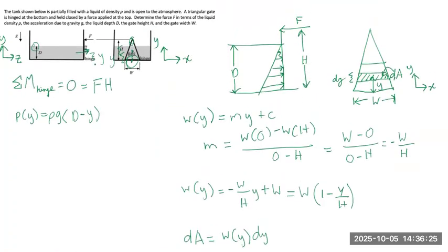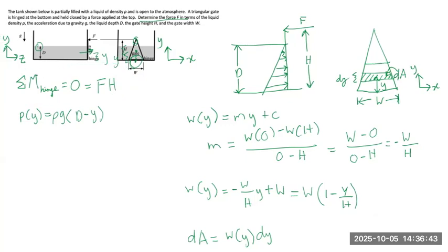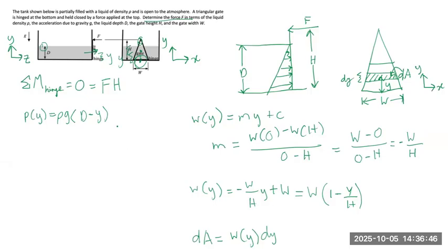So don't lose sight of the whole picture though. What we were trying to solve for is the force in terms of the liquid density rho, the acceleration due to gravity g, the liquid depth d, the gate height h and the gate width w. And this is the whole reason why we came up with this moment balance equation at the beginning. And this equation will be useful to us now. Basically, it relates the total moment from the hydrostatic pressure of the liquid on the triangular gate surface to the force needed to counteract that moment.